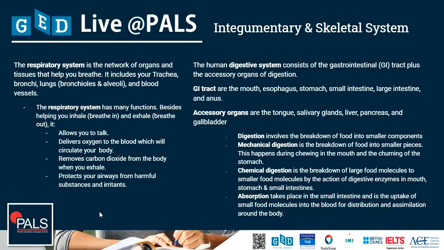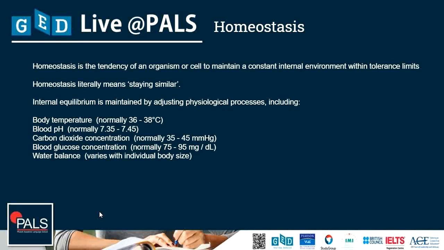Let's talk about homeostasis. So homeostasis goes hand in hand with our organ systems. Many of them are involved in maintaining homeostasis. So what does this term actually mean? Homeostasis is really important to understand for the GED science test. This is why we talk about it here. And let's start with a definition. Homeostasis is the tendency of an organism or cell to maintain a constant internal environment within tolerance limits.